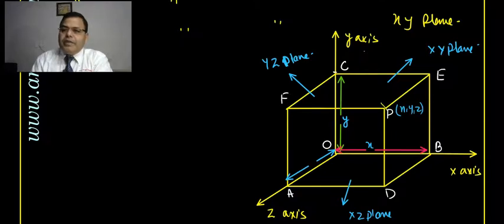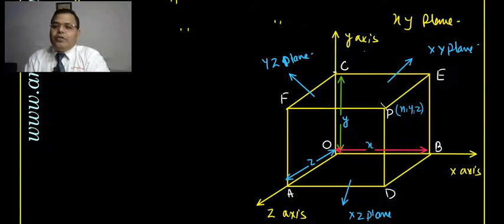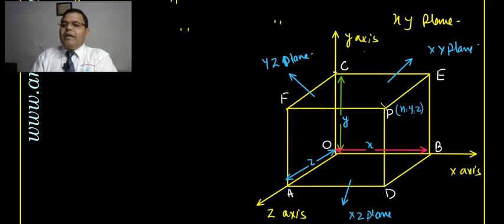Now this one is the xy plane, and this distance is what? The z coordinate. The distance of this point P from the xy plane is the z coordinate, and this distance is the same, so that is also the z coordinate. So the x coordinate is the distance of the point along the x-axis.